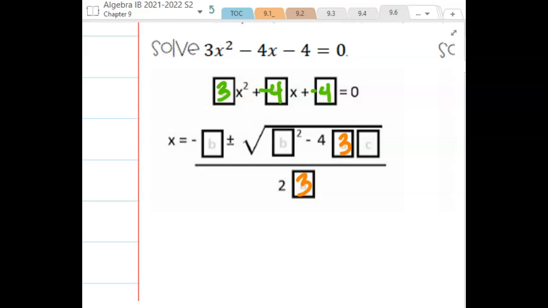Okay? Now for the B, anywhere you see B, you're going to plug in negative 4. So right here, that's a B. Right here, that's a B. This right here is your C. My C, once again, pay close attention to the signs, is -4. Just plugging numbers into the formula.